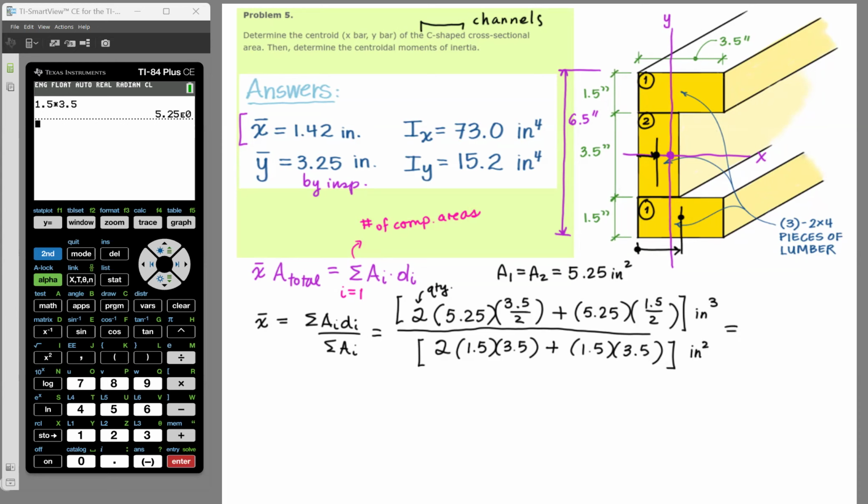And again, while you're learning this, please, please, please write out and spot check your units, okay? So inches squared times inches, inches squared times inches, over inches squared, inches squared. Just validate and verify that all that is correct.